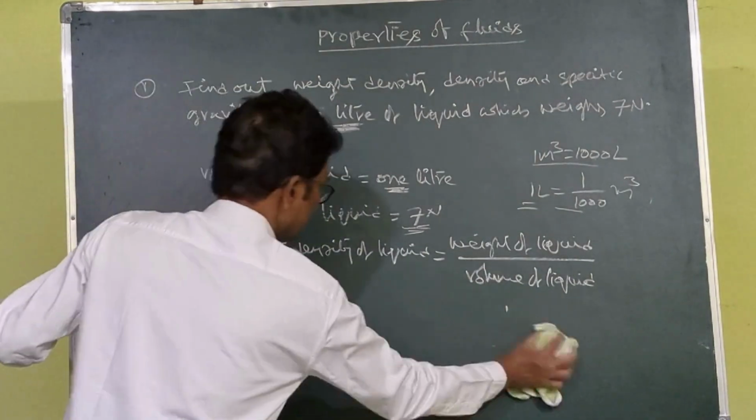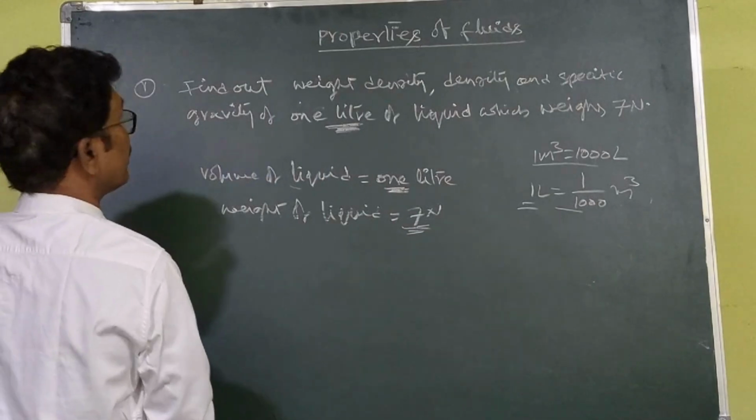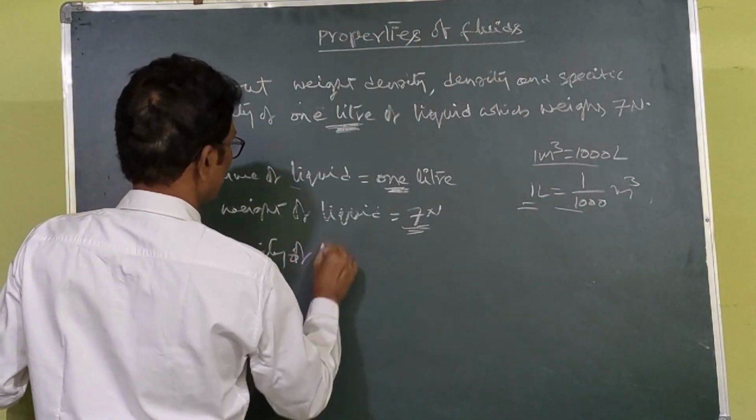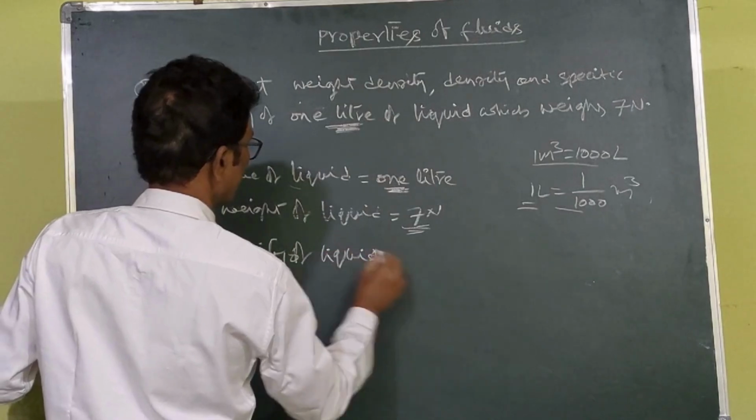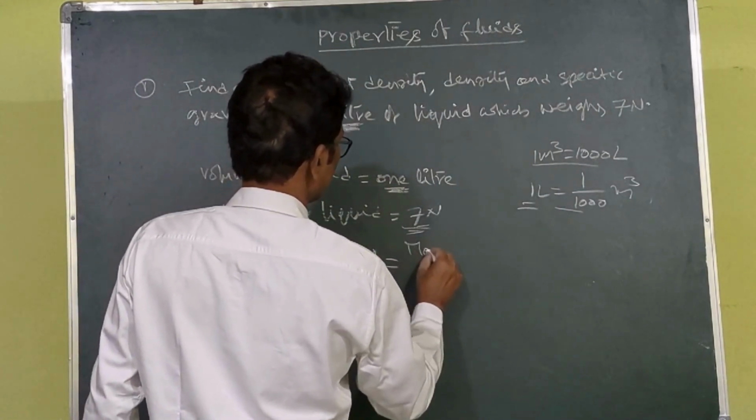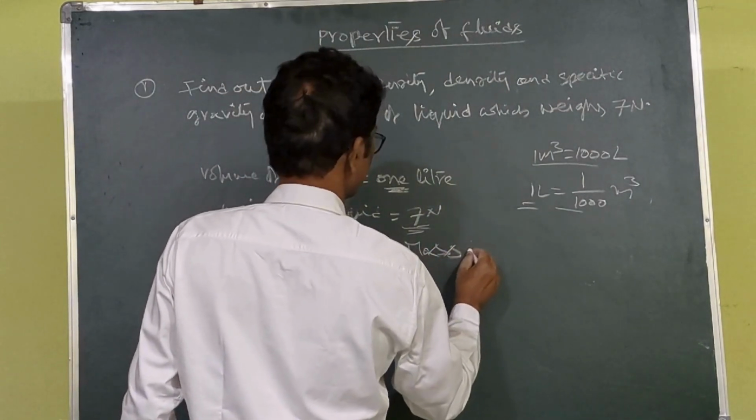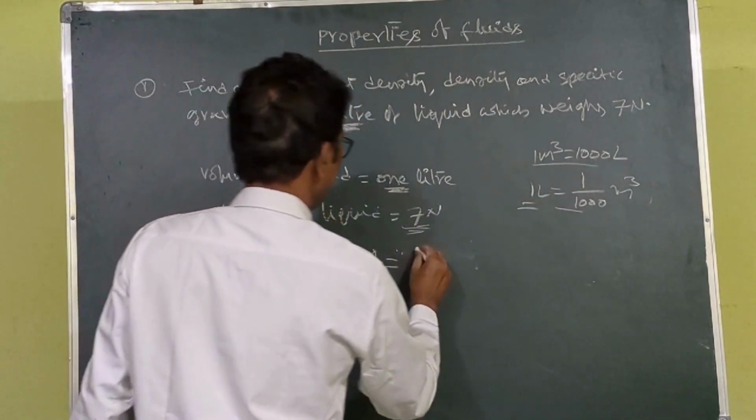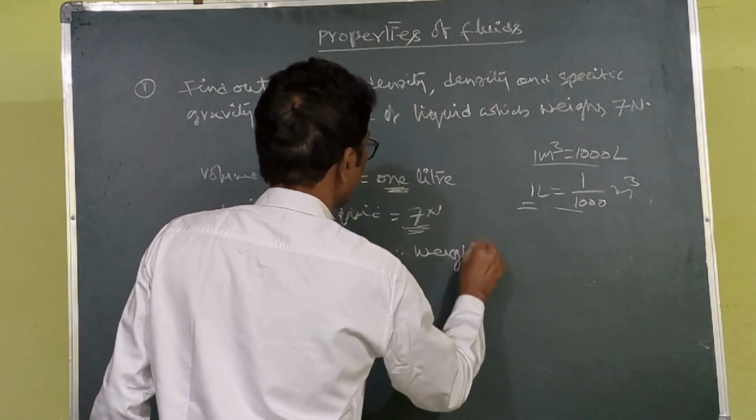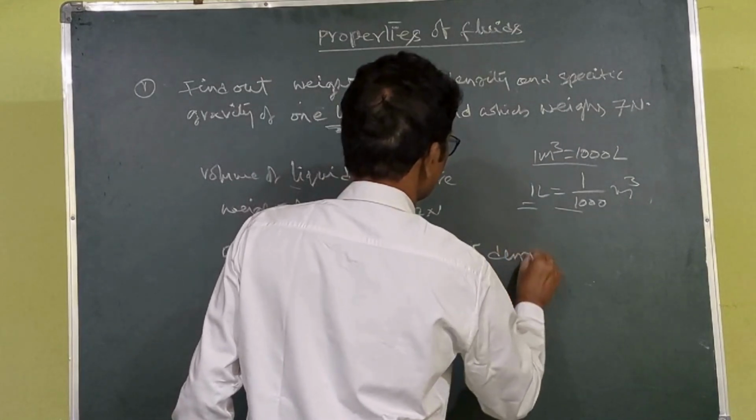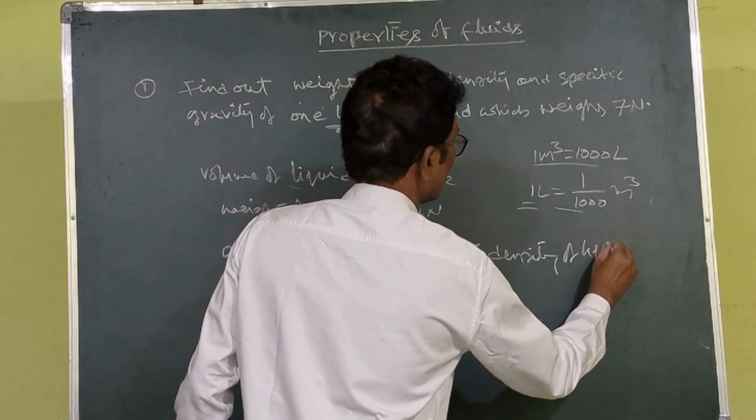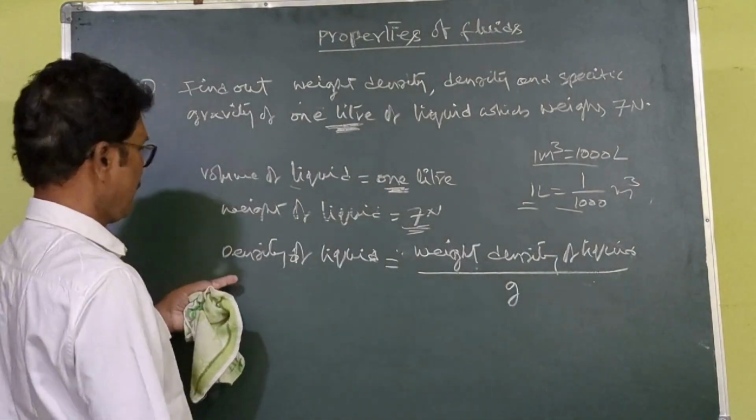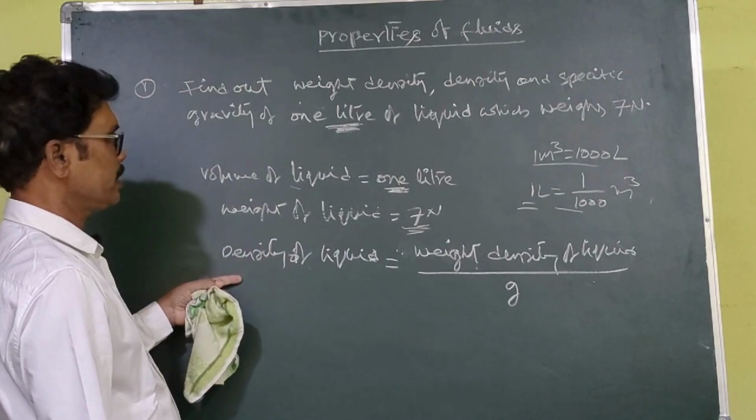Next we can find out mass density or density of liquid. We can go for different ways, but we can write in a simple way: density of liquid equal to weight density of liquid divided by acceleration due to gravity. We know from previous videos that weight density equal to density of liquid into acceleration due to gravity.